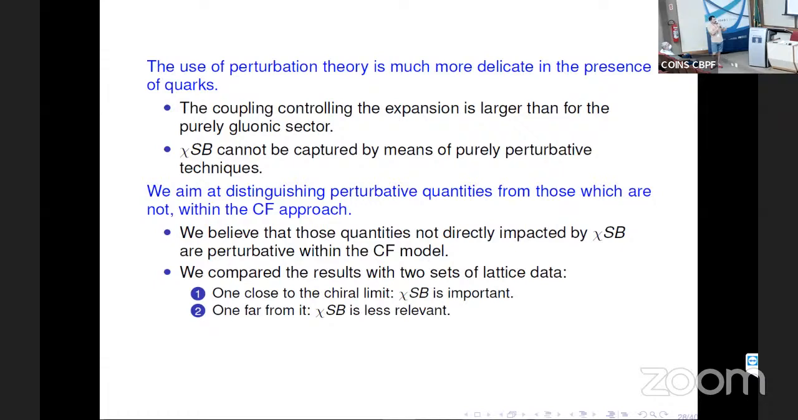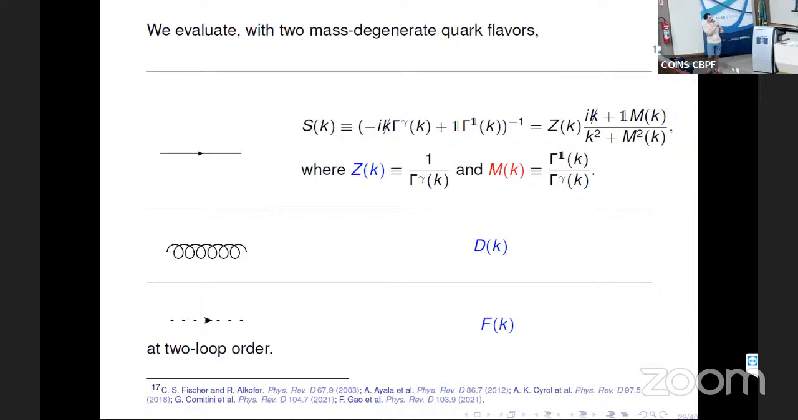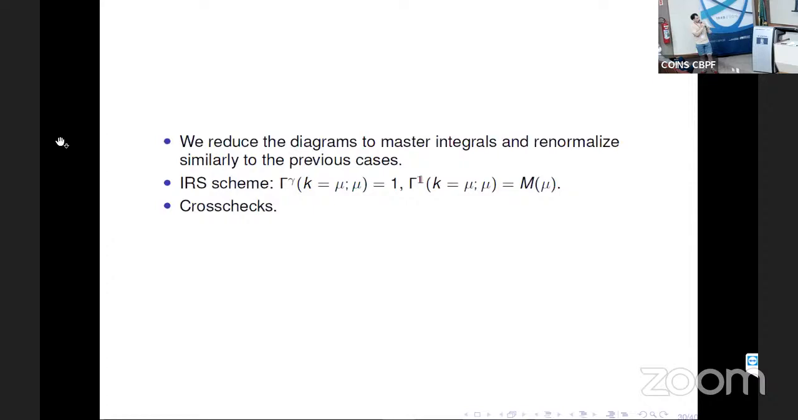We believe that those quantities which are not directly impacted by the breaking of chiral symmetry are perturbative, whereas quantities which are sensitive to this phenomenon are non-perturbative, right? So in order to test this, we compared with two sets of lattice data, one close to the chiral limit and one far from it. So we computed these quantities: the ghost dressing function, the gluon dressing function, and the quark dressing function. The quantities in blue, we expected them to be perturbative, whereas the quantity in red, we expect it to be non-perturbative, right? We proceeded similarly to the other case.